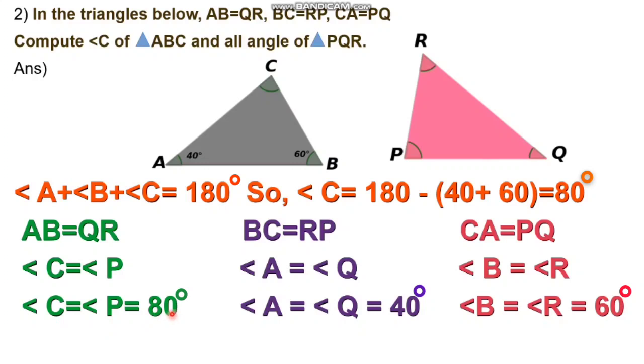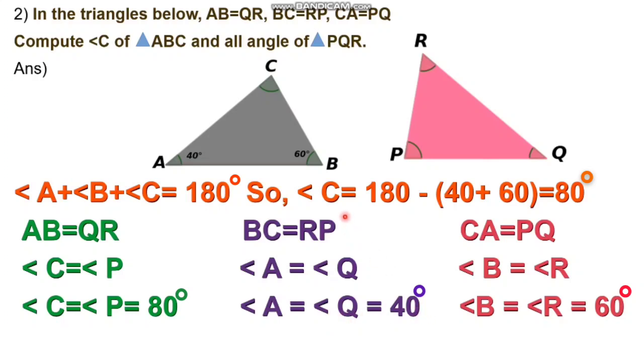Now the next one. Given in the question, BC and RP are equal. Look at the figure, BC and RP. Now we are going to take the opposite angles of these two sides. Opposite of BC, angle A. Opposite of RP, angle Q. They are equal in measure. So we can write angle A is equal to angle Q. But angle A is given in the figure as 40. So angle Q is also 40. We can write angle A equal to angle Q equal to 40 degrees.